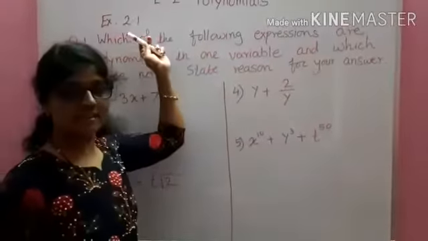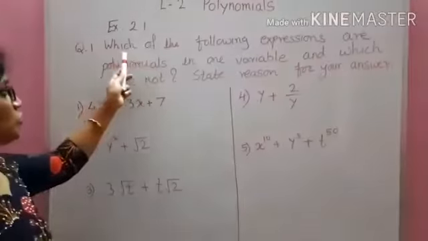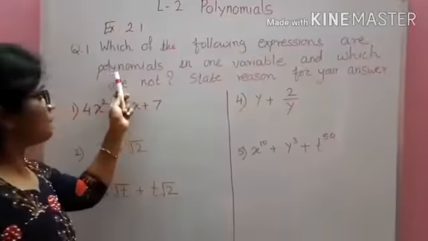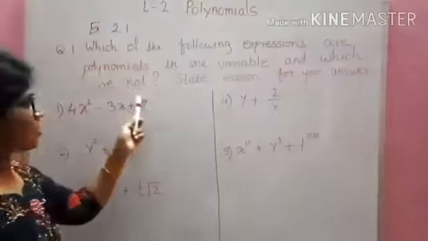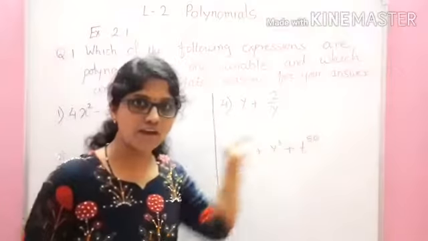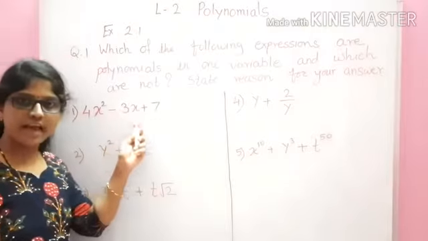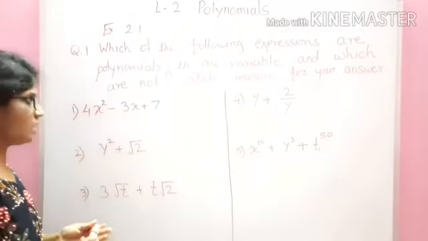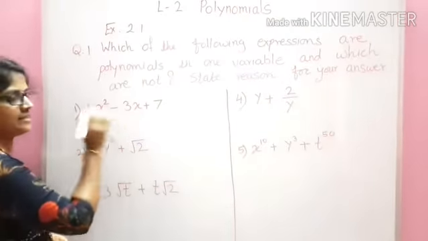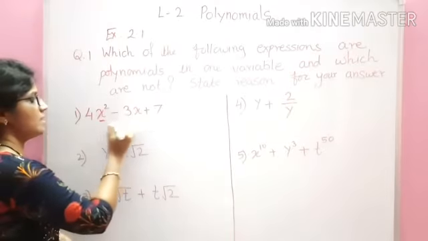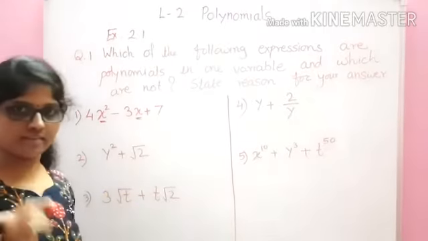Let us solve exercise 2.1, question number 1. Which of the following expressions are polynomials in one variable and which are not? State the reason for your answer. Now see the first example. 4x square minus 3x plus 7. Now here, first you should see whether it is a single variable. The same variable is used, it is a single variable.